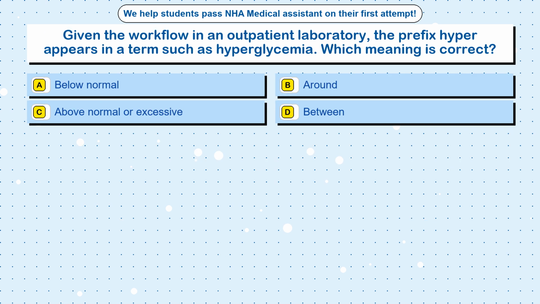Question 16. Given the workflow in an outpatient laboratory, the prefix hyper appears in a term such as hyperglycemia. Which meaning is correct? Option A, below normal. Option B, around.